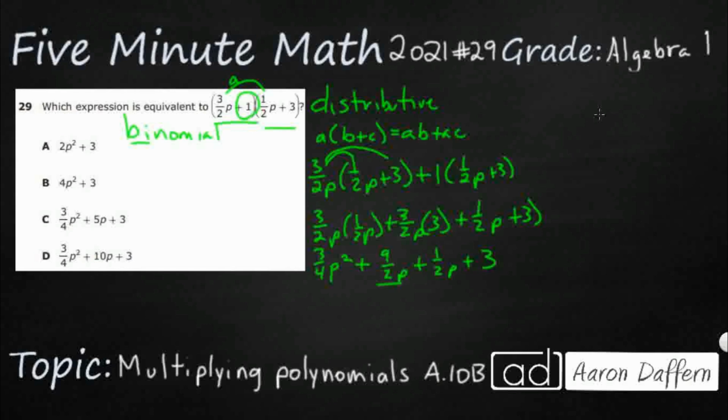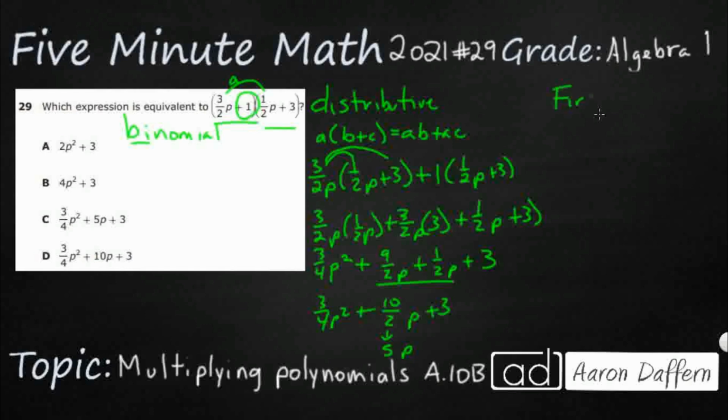And now we're just looking at like terms, which are those two right there. 9/2 plus 1/2, that's 10/2, right? So I've got 3/4 P squared plus 10/2 P plus 3. And then we can just say, you know what, that's 5P. So we're looking right at that answer C. That's the distributive property. Now most of us, what we end up doing is we end up doing FOIL, right?